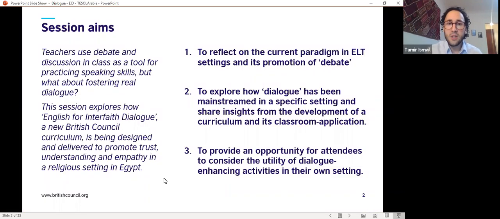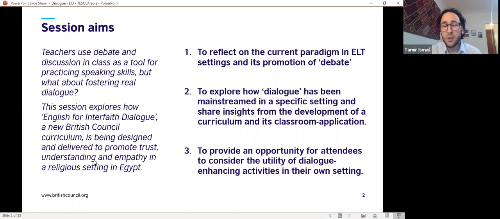So just to start with, I hope you've all seen our session summary. But we will be reflecting on the development of a new curriculum for a British Council partner, and that is the English for Interfaith Dialogue program. And as you can see there, the whole aim of that program is to really promote trust, understanding, and empathy, working with a specific group of students in a religious-based education system in Egypt.